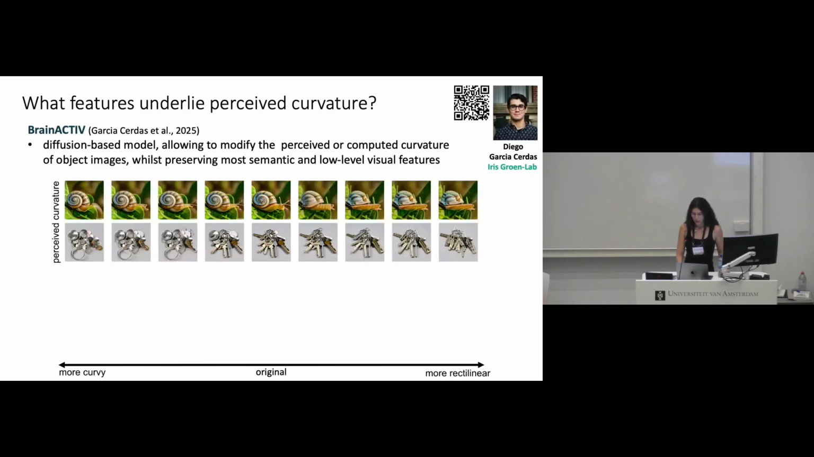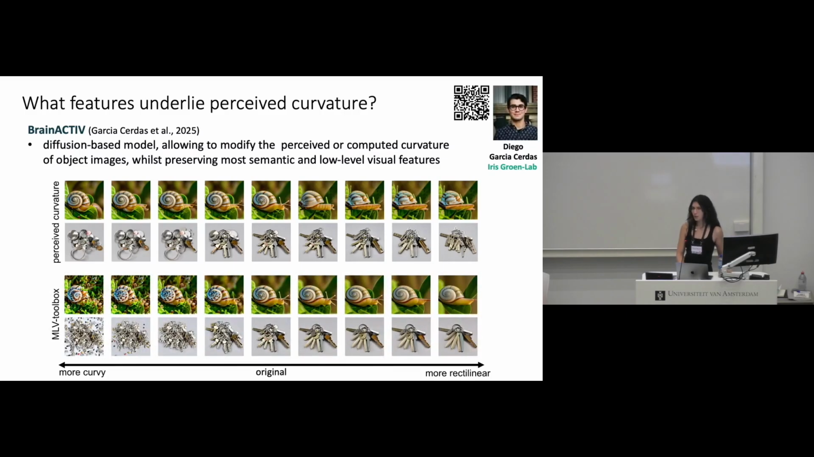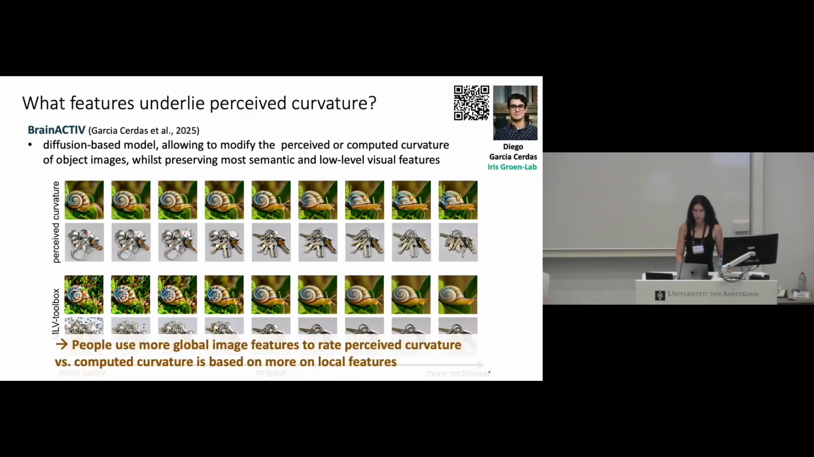To modify perceived curvature, the model appeared to change larger object contours for perceived curvature and larger object features for the MLV toolbox curvature. So this suggests that people may focus more on global object features when rating curvature of images, while the MLV toolbox curvature focuses more on smaller image features.